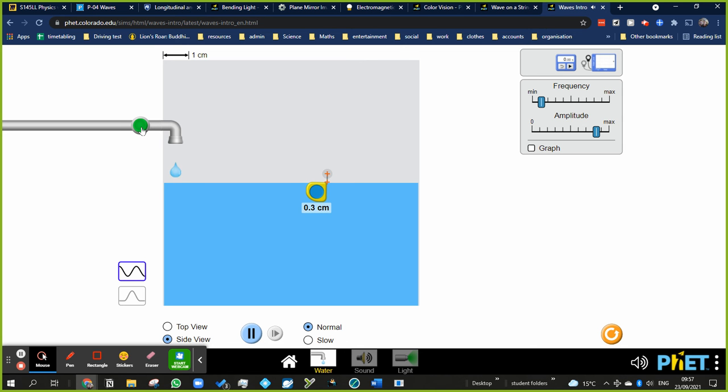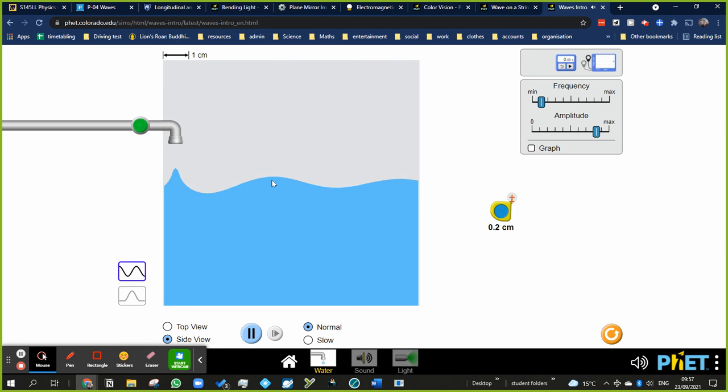Now, if I turn it back on again, we will see that the water level changes. So it's just a little bit down. I mean, it's about 0.2 centimeters. Anyway, that's how you would measure the amplitude.